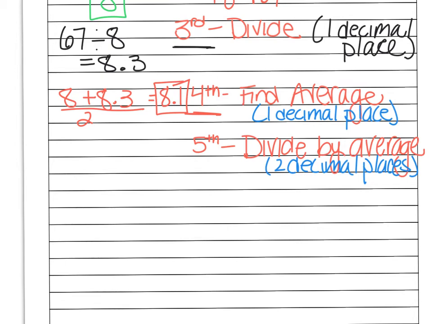So we're going to go ahead and take 67, and I'll do this in blue, 67 divided by that average of 8.1. And I'm going to go ahead and get 8.27.